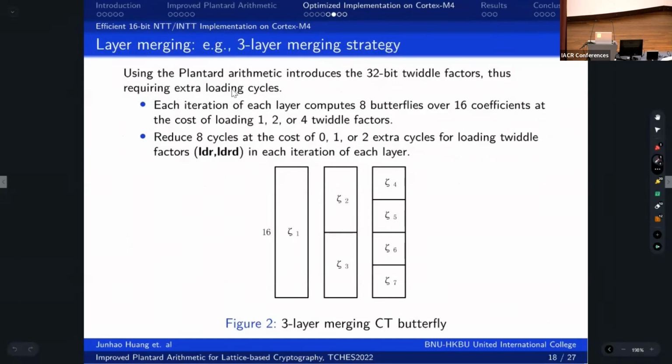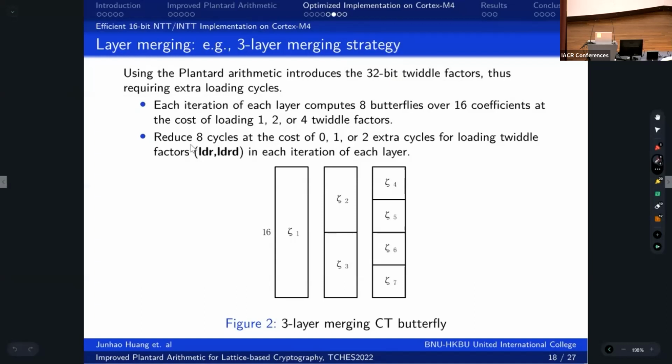And because using the Plantard arithmetic introduces the 32-bit twiddle factors, it requires extra loading cycles to load the twiddle factors. But we show that by combining with the layer merging strategy, the improvement brought by the Plantard arithmetic can cover the side effect of the double-sized twiddle factors.